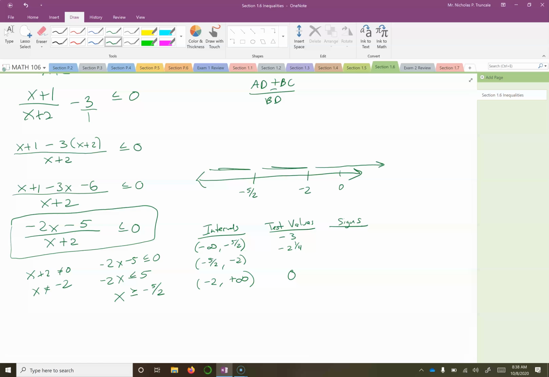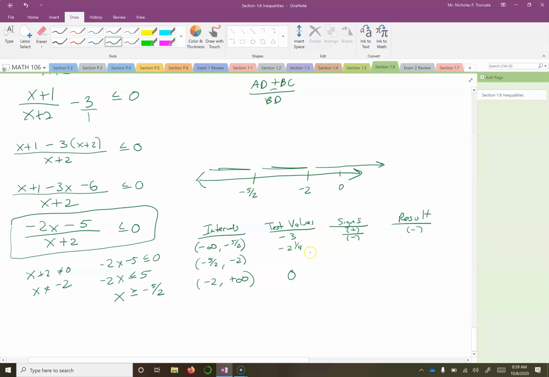So for the numerator, if I plugged in a -3, it would be -2 times -3, which is +6 minus 5. So that's a positive in the numerator. And then in the denominator, it will be -3 plus 2, which is negative. So the result for when we're less than -5/2 is a negative number. And then we just repeat for these other values.